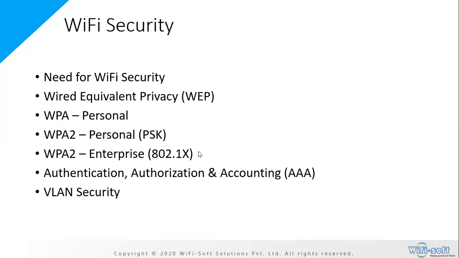Then there is a concept of AAA, which is authentication, authorization, and accounting. This is not a topic of this discussion. We'll have another webinar where we talk about BSS and its function. And then there is VLAN security, which is via virtual LAN. You segregate the LAN and the networks into different parts, and then you enable VLAN security. So there are different types of security on wireless networks.